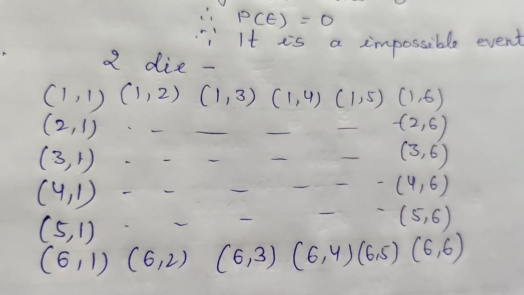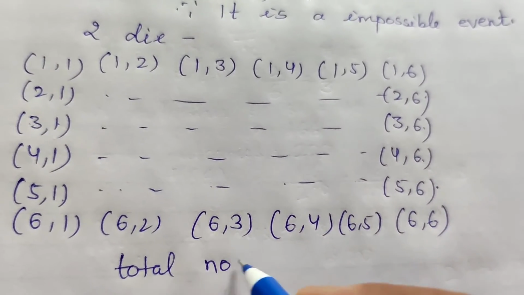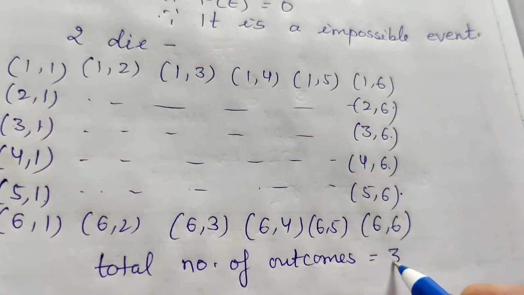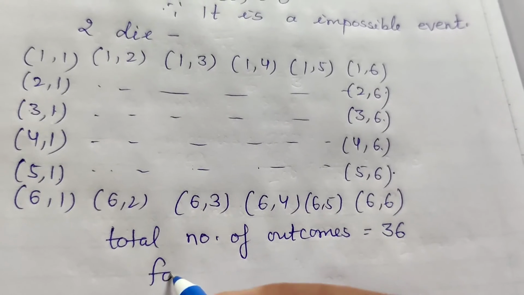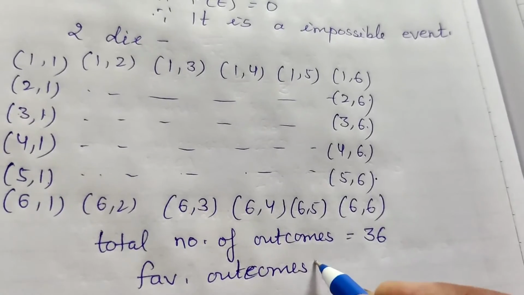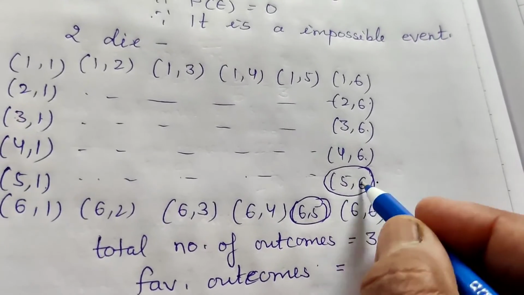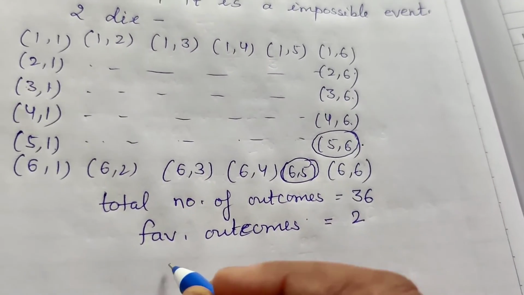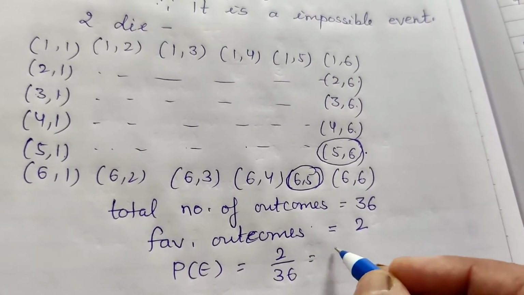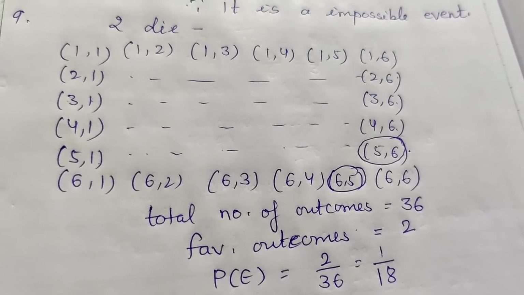Okay, the total number of outcomes is 36. Total number of outcomes equal to 36. And the favorable outcomes when the sum of two dice equal to 11. So only two cases are there, 5, 6 and 6, 5, only two. Now the probability of getting a sum of 11 is 2 by 36. It is equal to 1 by 18. Okay. And the next question.